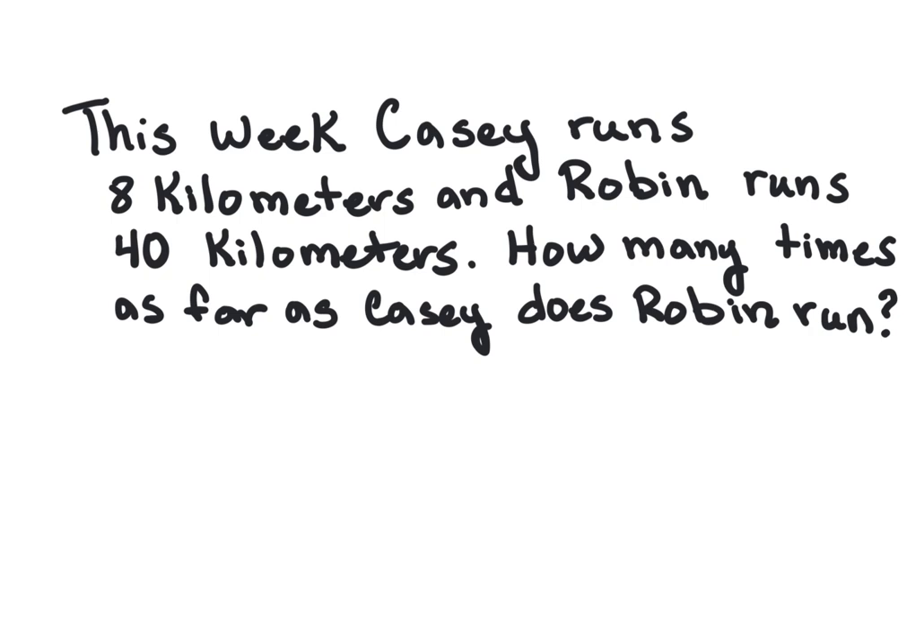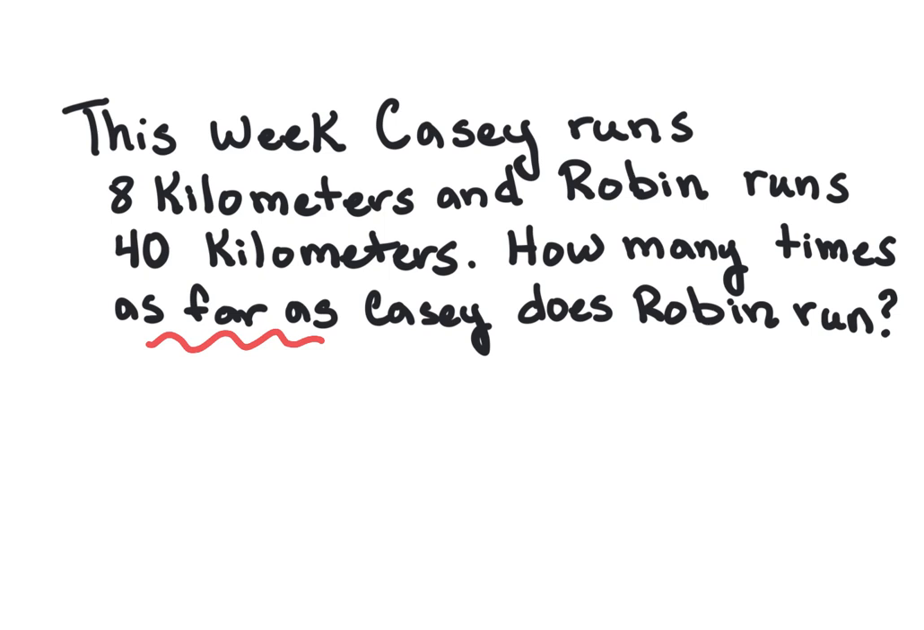Okay, next one. This week, Casey runs 8 kilometers and Robin runs 40 kilometers. How many times as far as Casey does Robin run? Now we're focusing on that language, as far. Before, in the previous lessons, it was always times as many. Now we're using other language, like how much taller, how much wider. We're using more language in our math. So we have to figure out how much Robin ran in this multiplicative comparison.